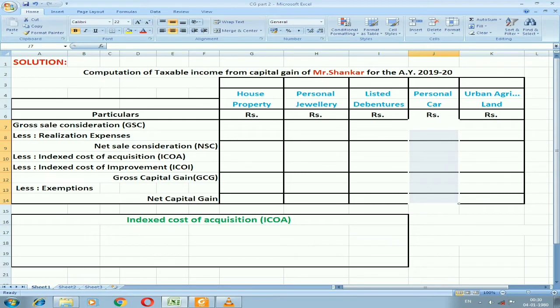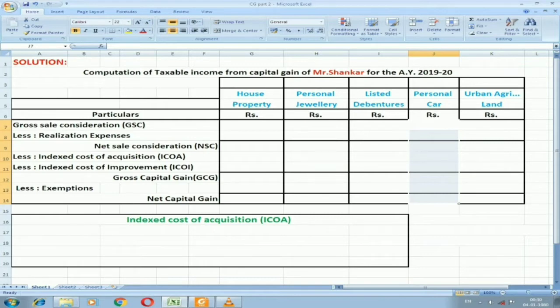I have given the heading as computation of taxable income from capital gain of Mr. Shankar for the assessment year 2019-20. As I told you in the starting session, some assets are excluded from capital assets. Those assets will be considered as exempted while calculating capital gain. So whenever we have a problem with more than one asset, we need to check first whether the particular assets are exempted or not.